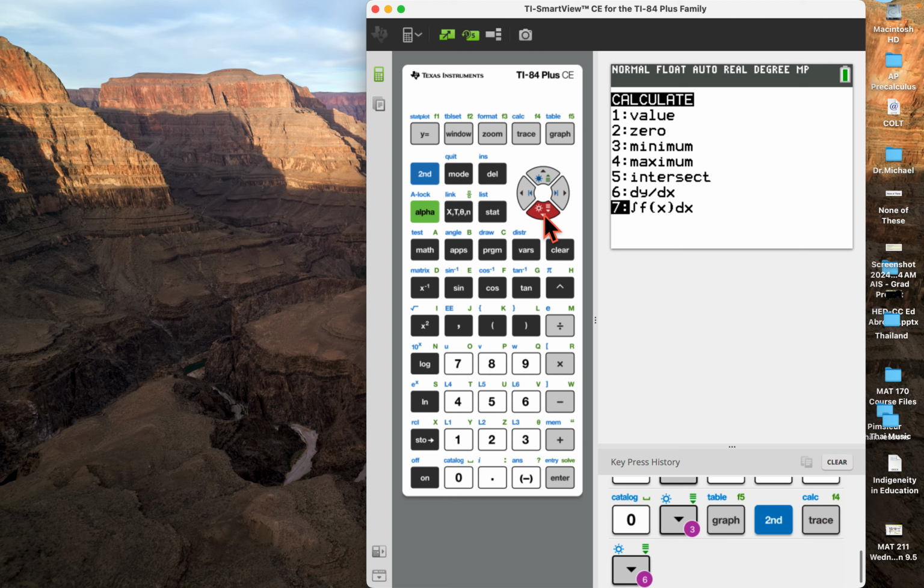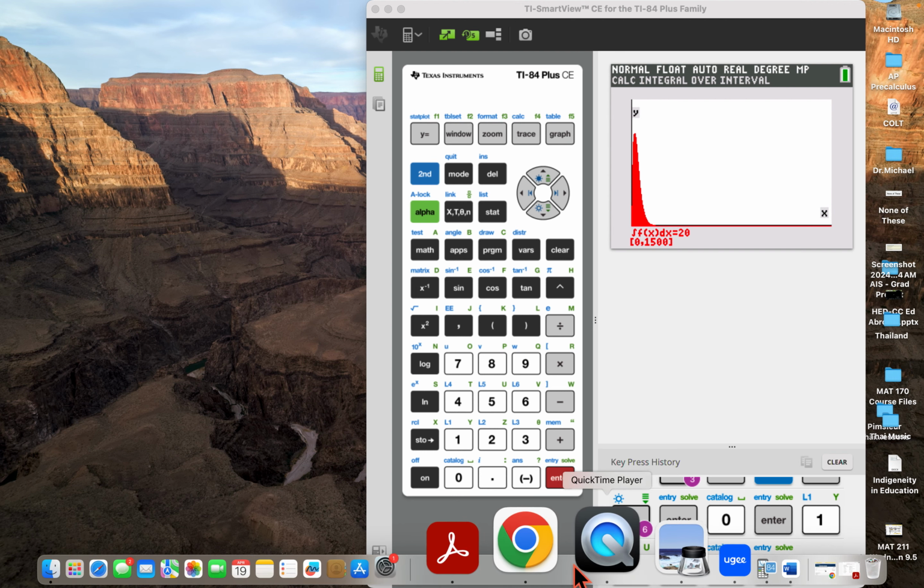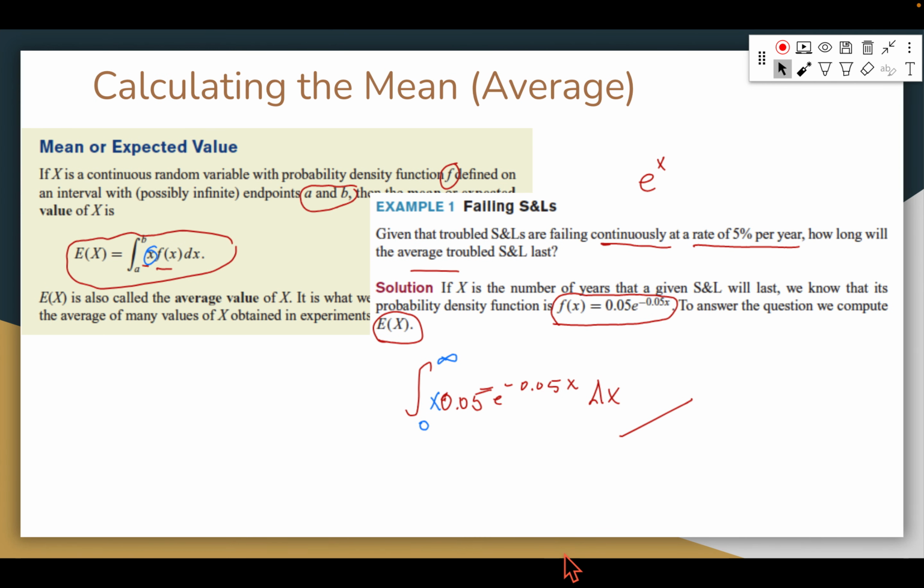So we just return, and where are we? Here it is. And we say that this is our e to the x, which is the expected value, and that equals 20.